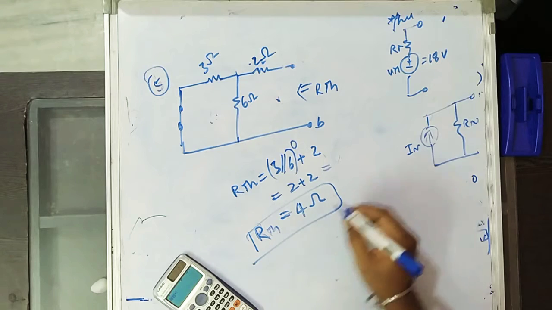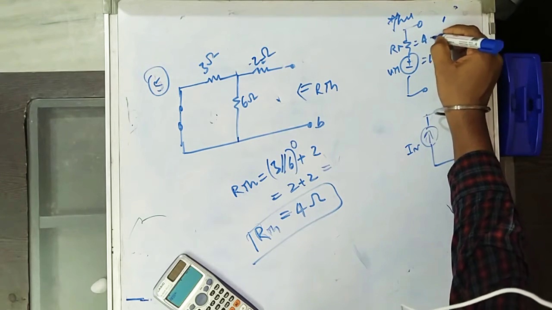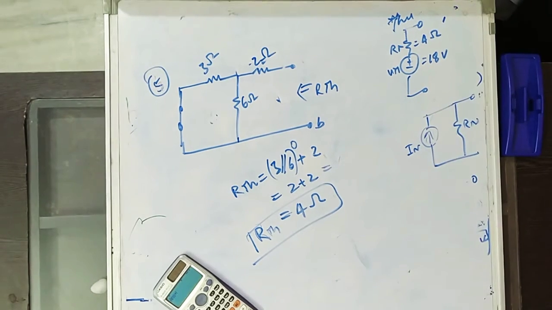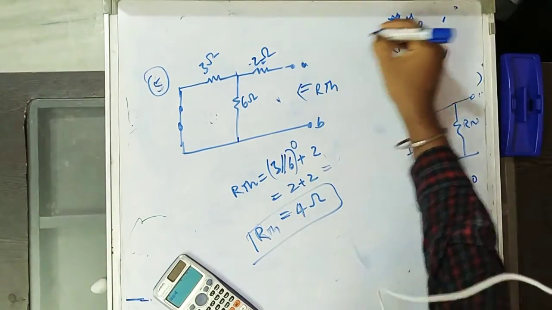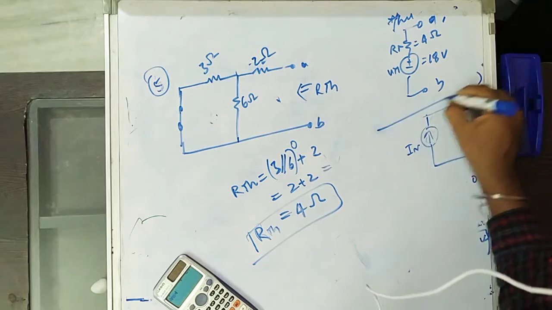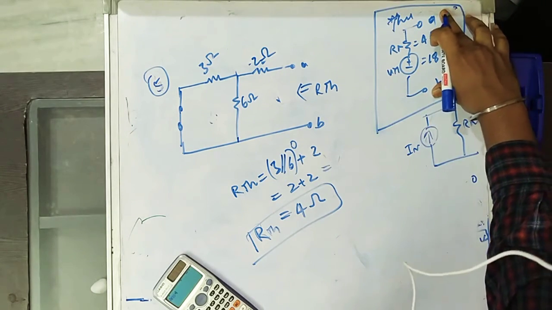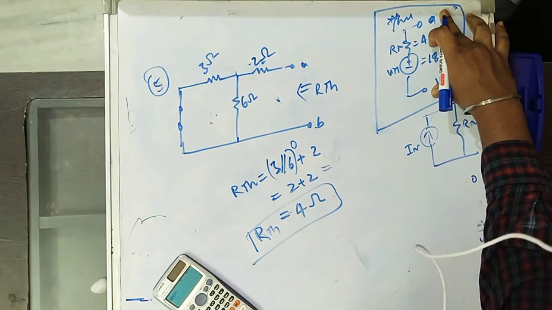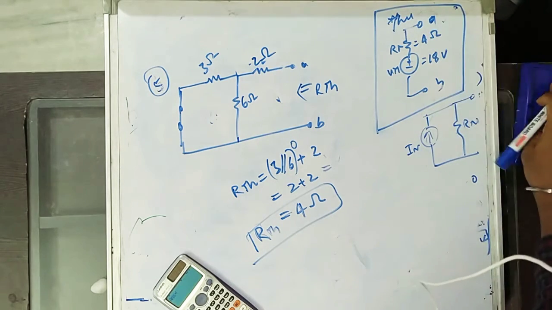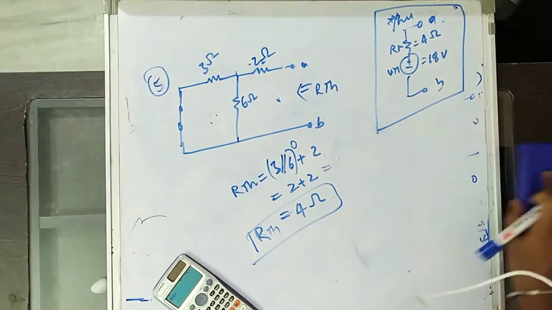Okay. So we will replace this with 4 ohm here. So that is the Thevenin equivalent circuit of AB terminal. Now we will find the Norton equivalent circuit of AB terminal.